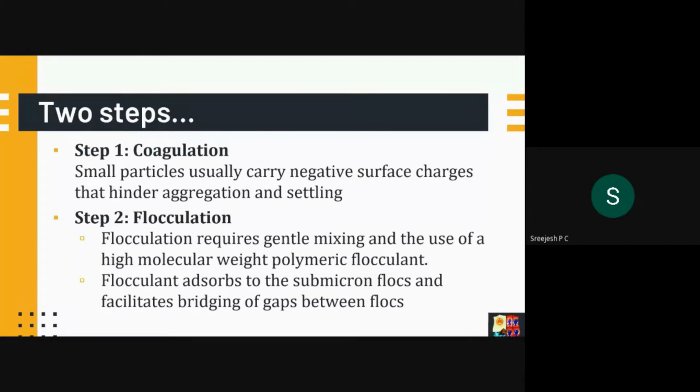During coagulation, the small particles, which usually carry negative surface charges that hinder aggregation and settling, will be masked. This masking helps them come closer, and they will ultimately form the aggregate. So coagulation is purely a chemical process.